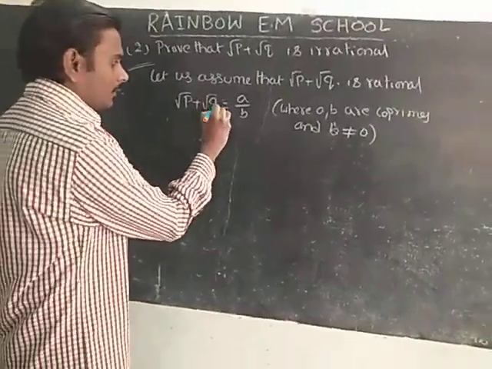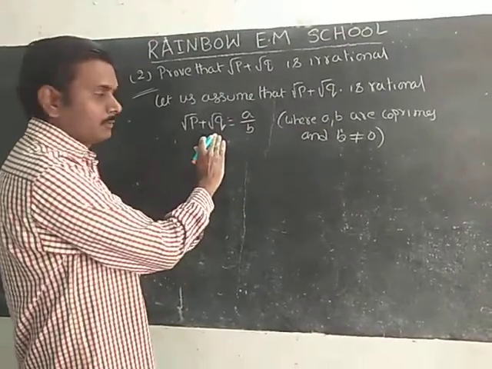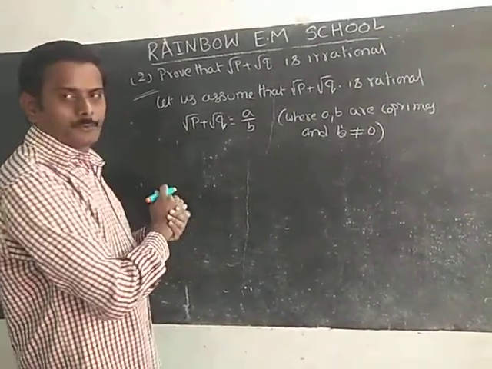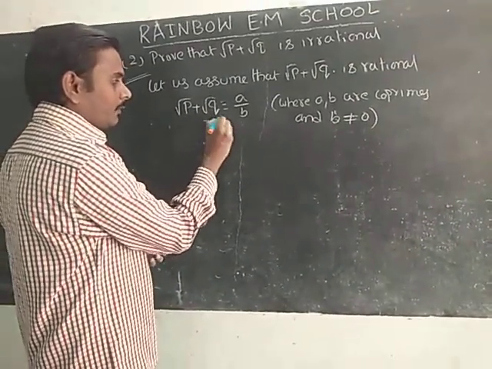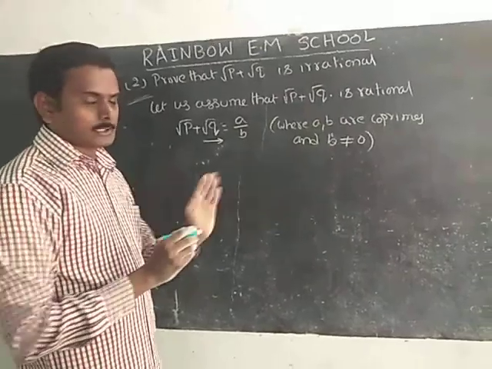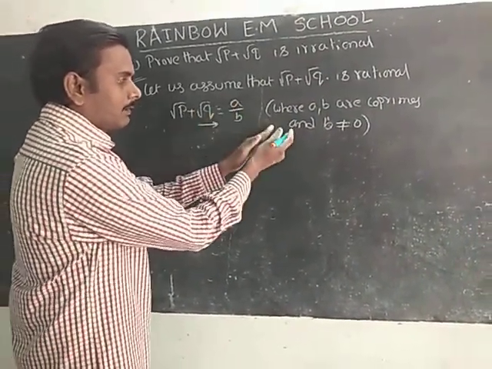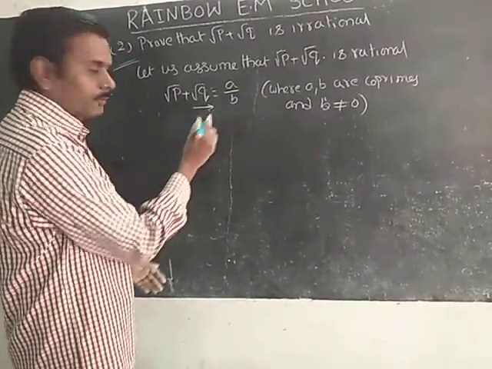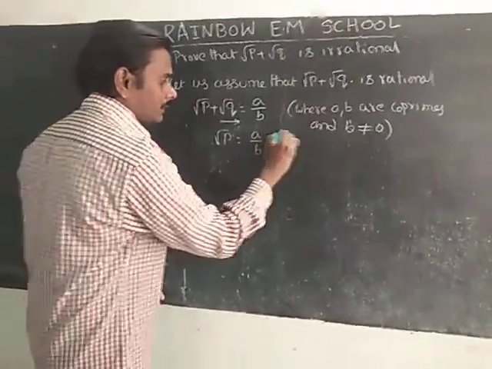Now I want to move q to the other side. We can move q or p, our wish. I want to move q to the RHS. Root p plus root q, when root q moves, becomes minus root q. So root p equals a by b minus root q.